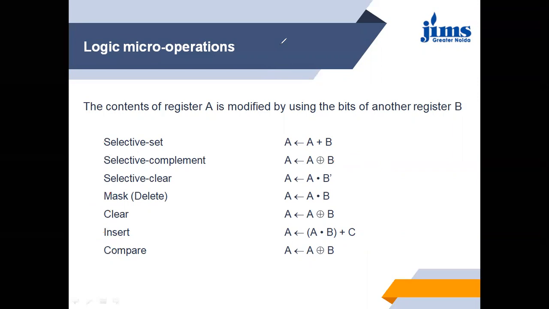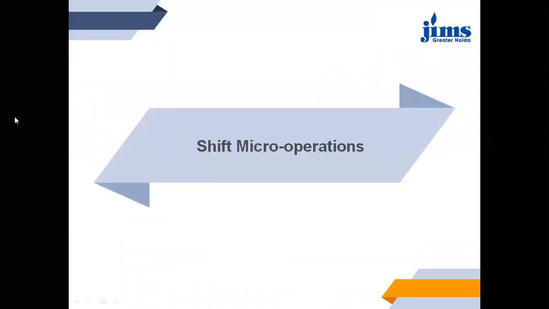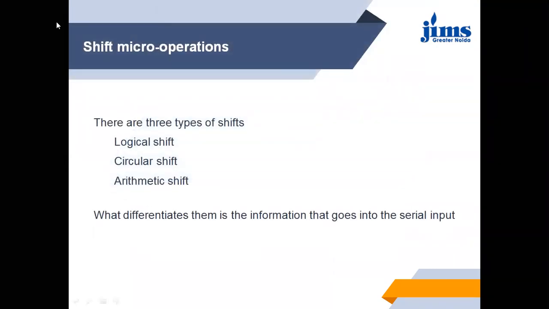Now we will discuss the next one, that is shift micro operations. When we say shift micro operation, it means the value is going to be shifted, and it can be shifted either to the left or to the right. Means values can be shifted in two directions.